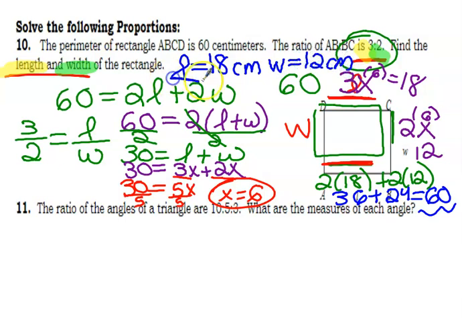Why do I make this fancy L, Miss Robinson? Well, we don't want you to think it's a 1, so I make the fancy L.